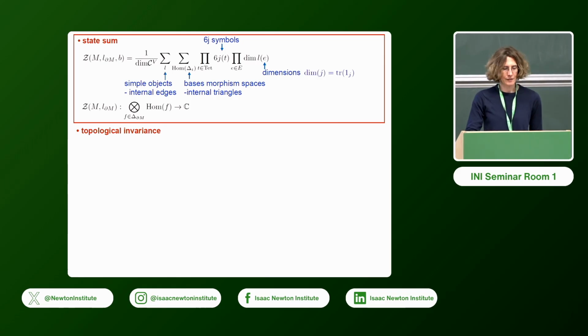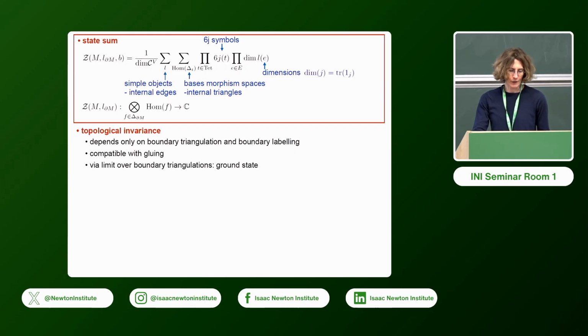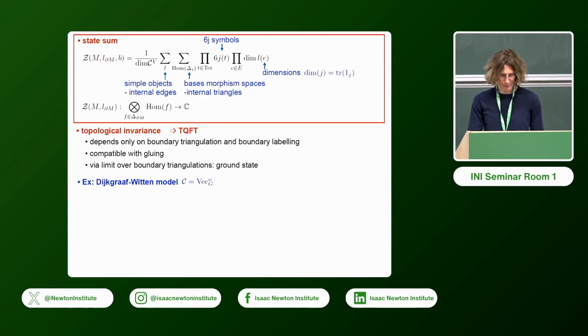Okay, and this is a topological invariant. How can one see this? It depends only on the boundary triangulation and the boundary labeling. And it's compatible with gluing. And if one takes a certain limit over the boundary triangulations, one then obtains the ground state. What is behind this topological invariance is essentially the pentagon relation for the associator and the invertibility of the associator. But I'll explain this later.